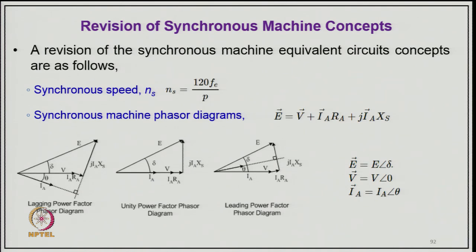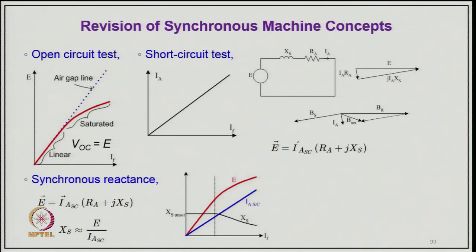So, coming to a typical revision of the synchronous machine equivalent circuit concept, synchronous speed is n_s equal to 120 f by p, and the synchronous machine phasor is E equal to V plus I R_a plus j I X_s, and these are the phasor diagrams for lagging power factor and leading power factor, which requires less excitation. And this is the open circuit characteristic, which is linear up to 70% excitation current, after that it is saturated. The short circuit characteristic is linear, and this is the corresponding phasor diagram.